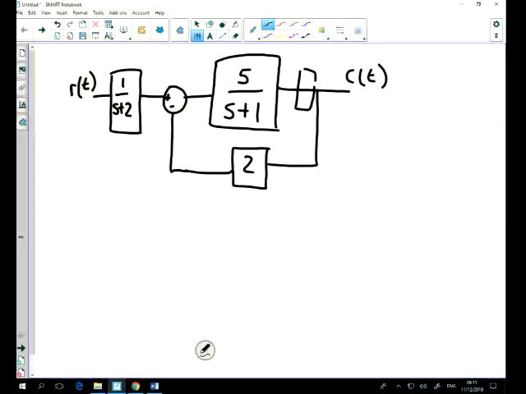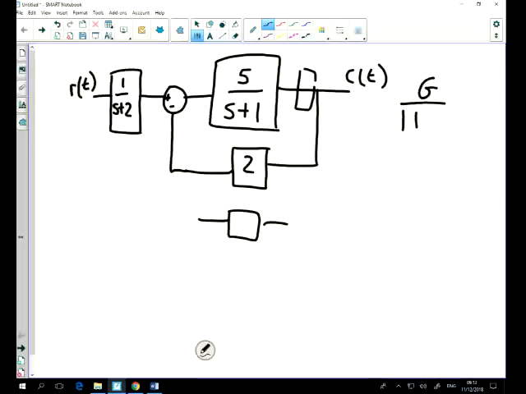What's the formula for combining feedback with a forward transfer function to get a single one? You're trying to combine those to get just a single one that looks like that. 1 over 1 plus GH, or something like that. G over 1 plus GH. Okay, yeah. So you need to remember that one.